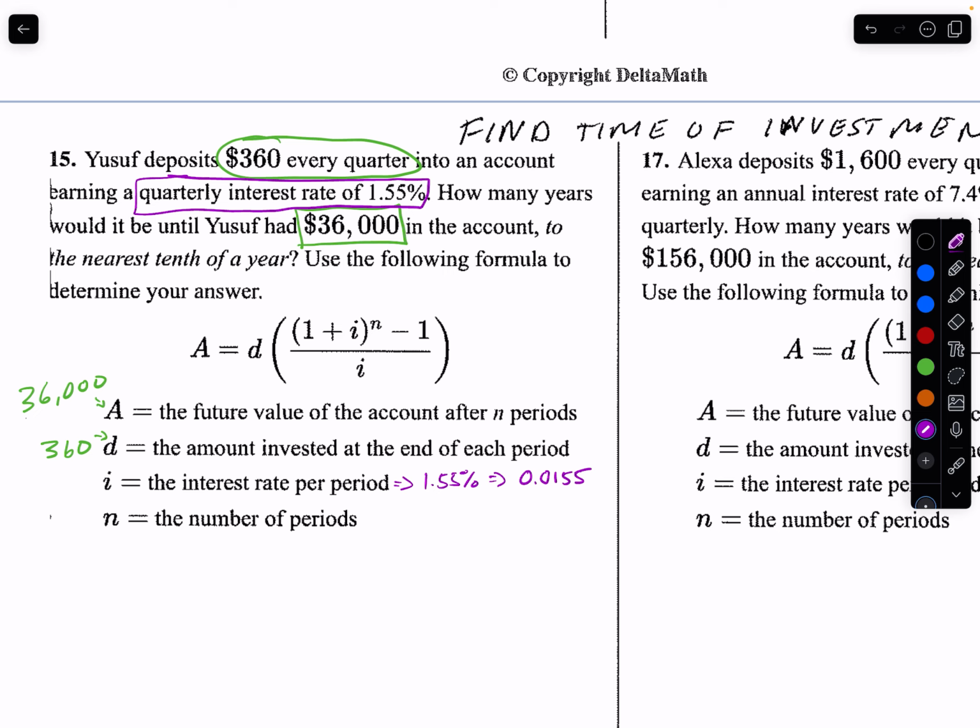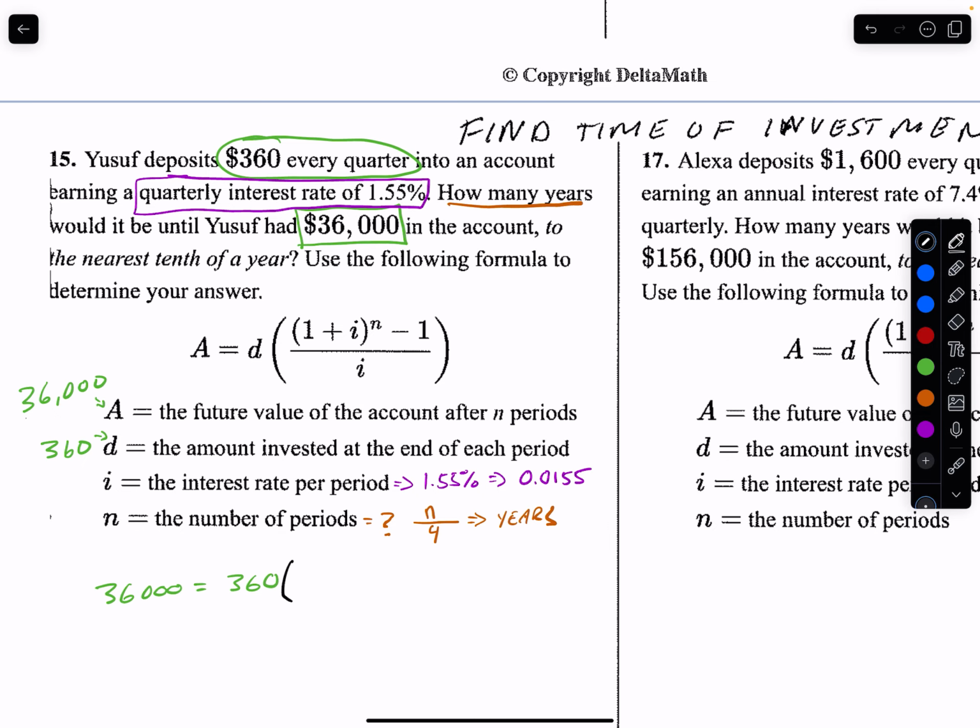Okay, and now since we're looking for how many years here, we know the number of periods. But if it is quarterly, we know that we have to do n divided by 4 gives us the number of years. So we know our last step, we're going to have to divide by 4. So let's go ahead and substitute in and see what we got here. We're looking at $36,000, substituting in 360 bucks 4 times a year, so quarterly.